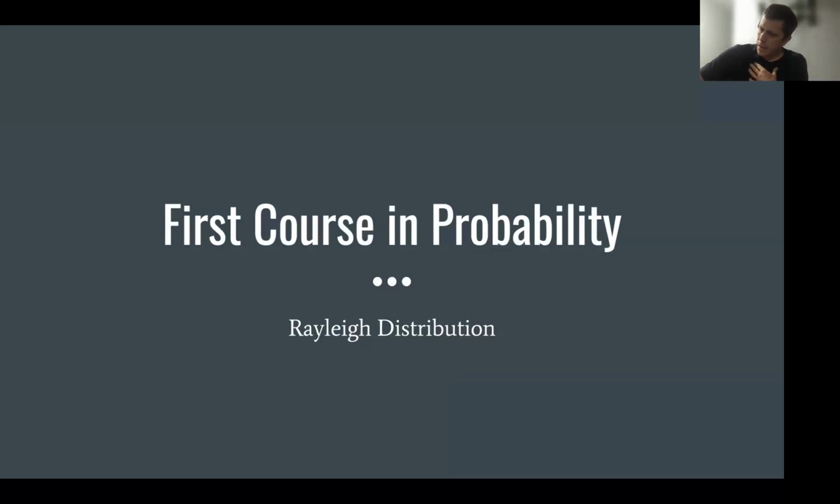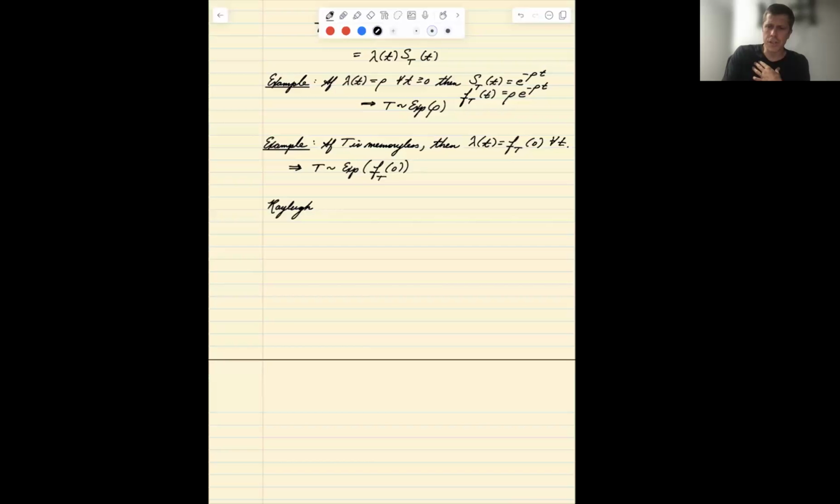All right, the next example involving a non-negative random variable, and showing us an example of the hazard function, is going to derive a new distribution, which is called the Rayleigh distribution. Okay. So what is the Rayleigh distribution?